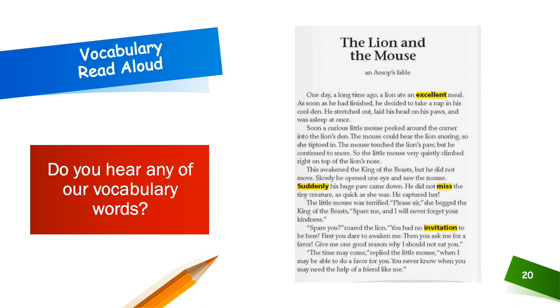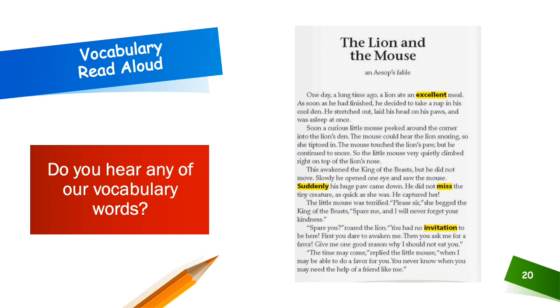Now, I'm going to read a fable to you. This is called The Lion and the Mouse. As I read, I'm going to look at each word to make sure that I read it correctly. If a word doesn't make sense or doesn't sound right, I'm going to correct myself by looking at the letters again and rereading it.